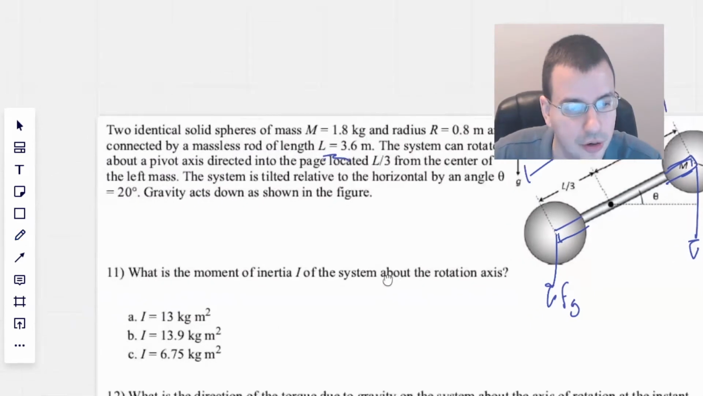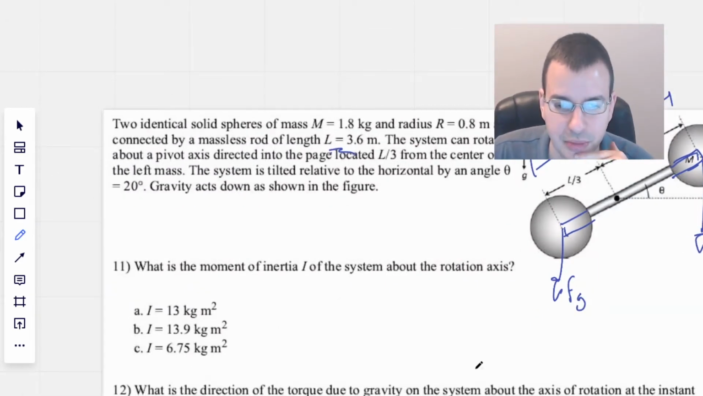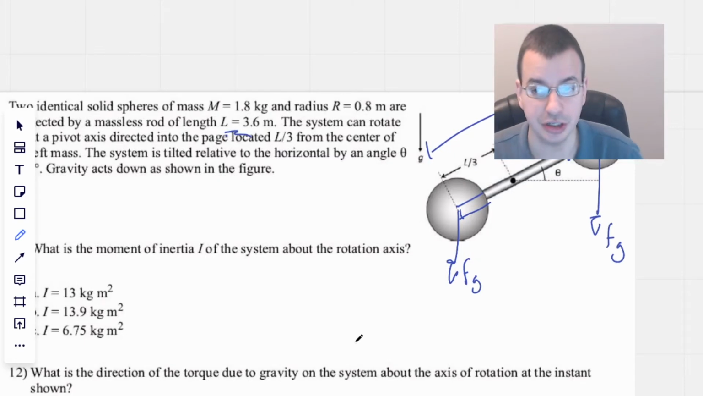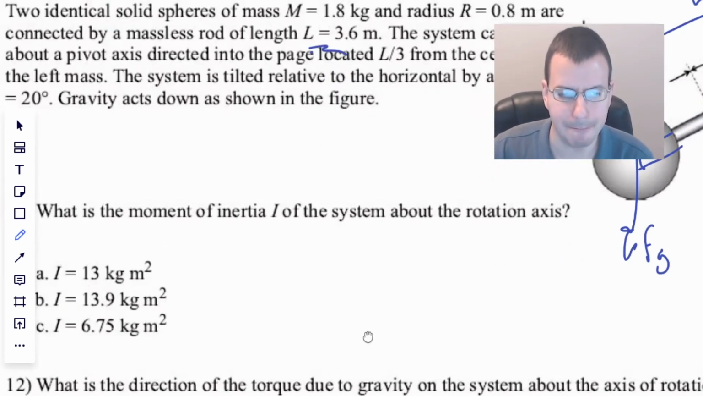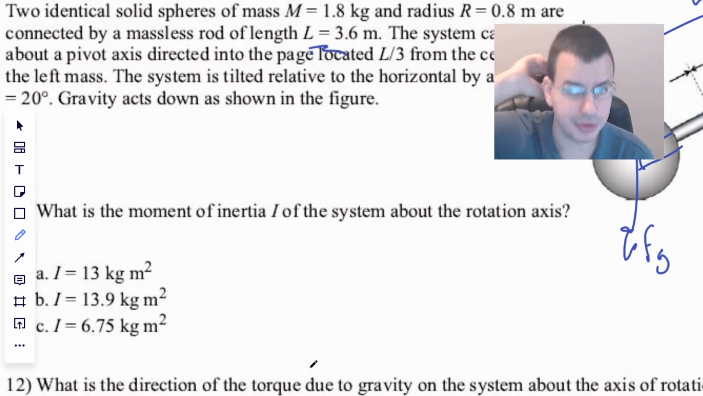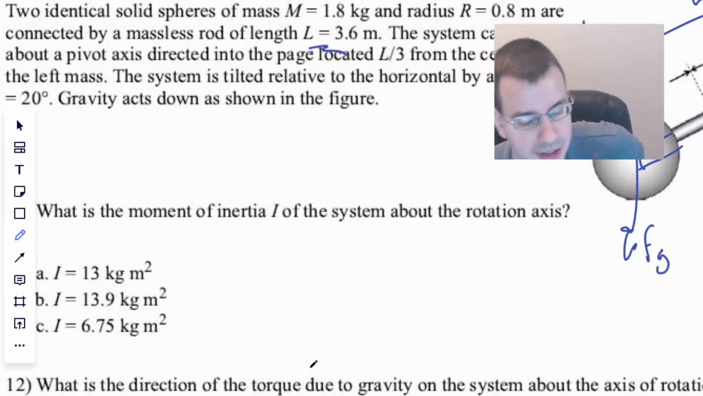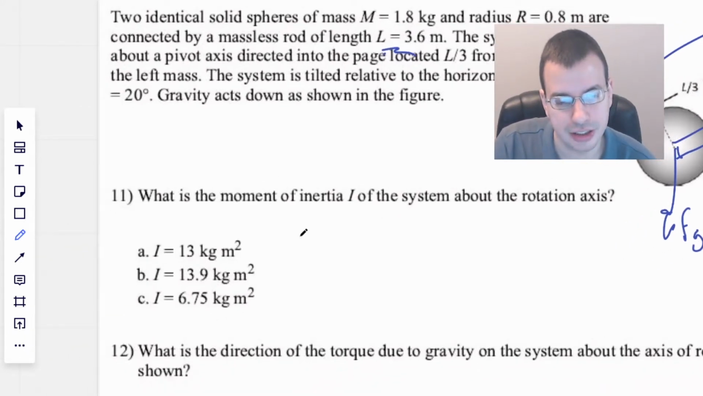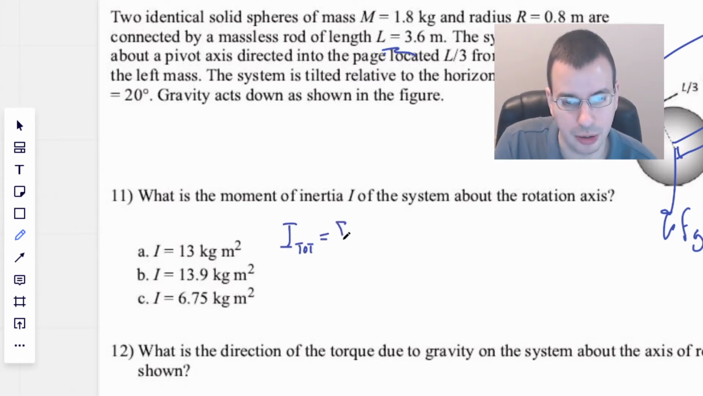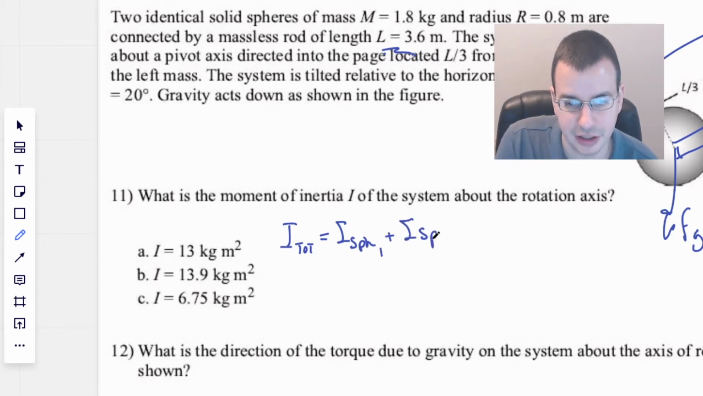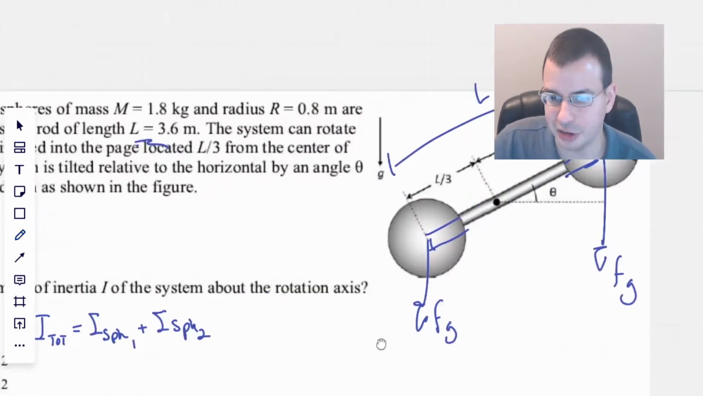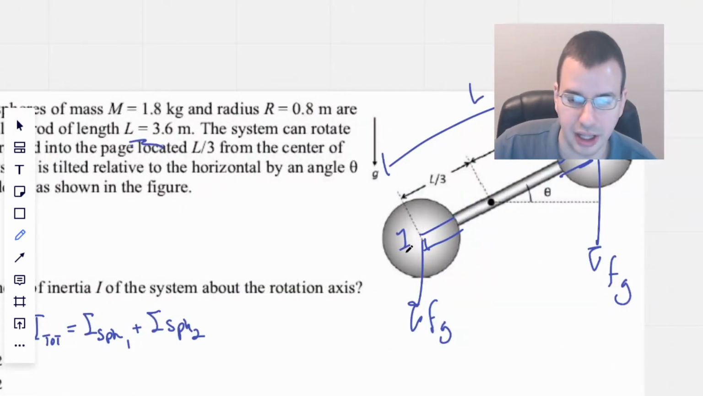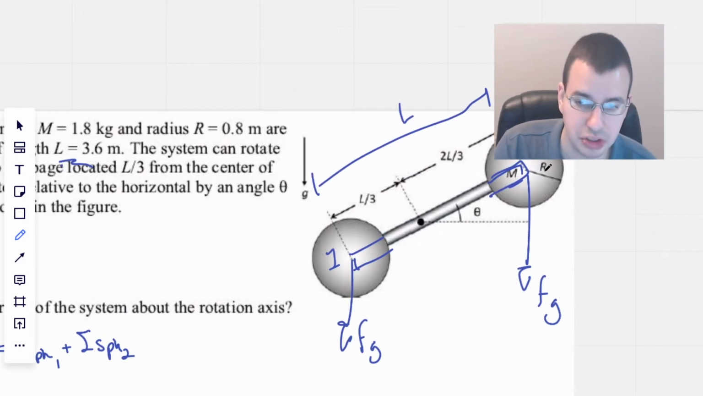Good for them. Okay. What is the moment of inertia of the system about the axis of rotation? All right, so this is going to have to do with two concepts here. One, moment of inertia of a sphere, and the parallel axis theorem. I'm going to start by saying the total moment of inertia will equal the moment of inertia of sphere 1 plus the moment of inertia of sphere 2. And we'll just say 1 and 2. Seems reasonable.